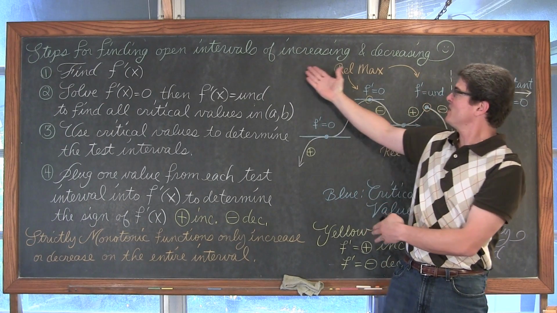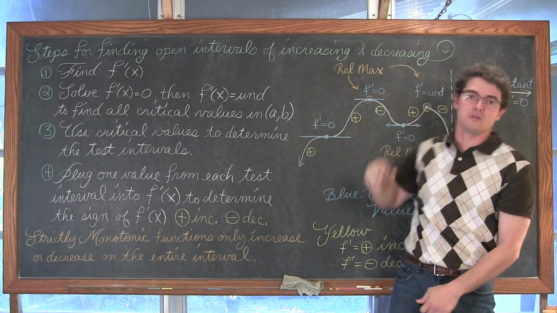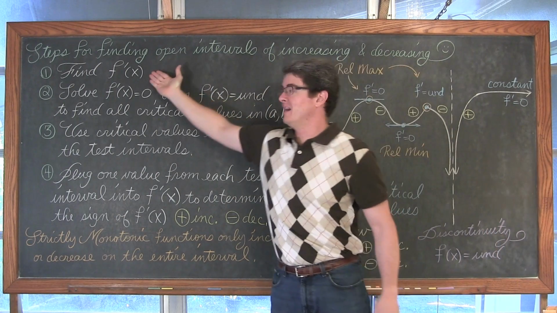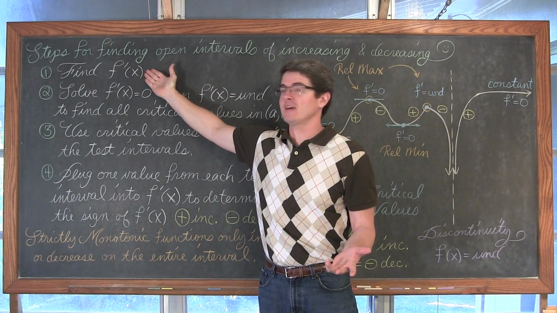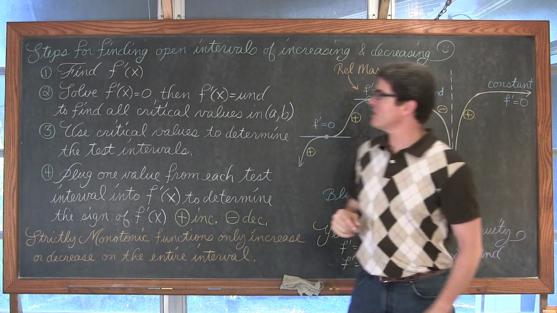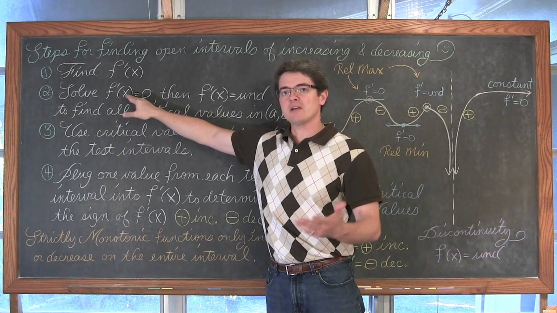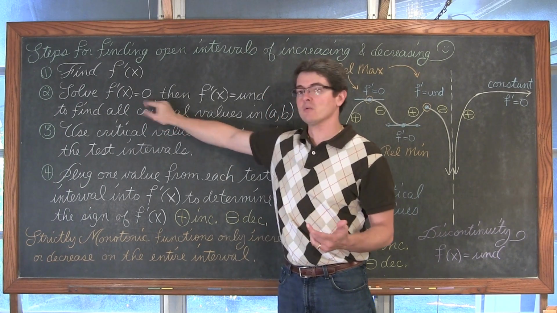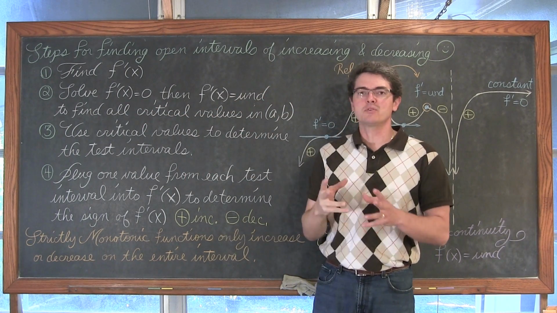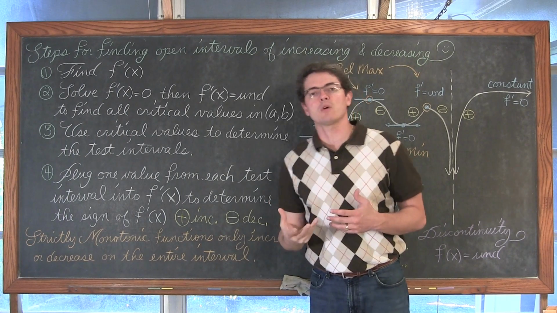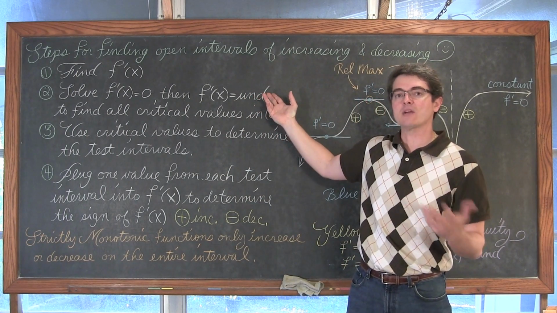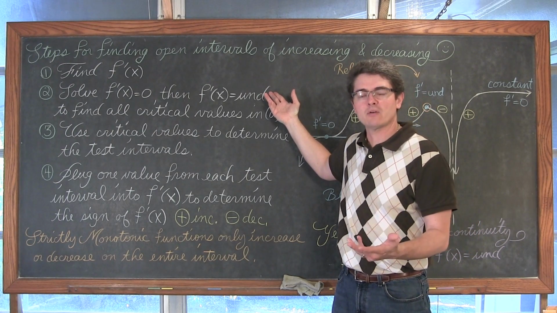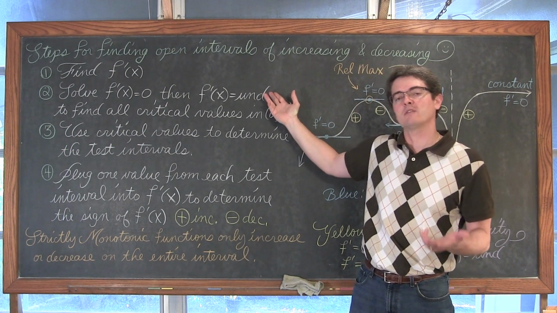Steps for finding open intervals of increasing and decreasing. Step 1. Well, this is all about the first derivative, so you're going to have to find that first. Step 2, set f prime of x, or the derivative of f of x, equal to 0, and then find out if there are any values where it can be undefined, like maybe you have a rational function and there's an x in the denominator. If that denominator can be equal to 0, what are those values making the function undefined?